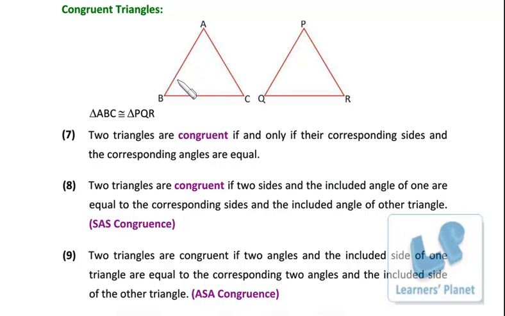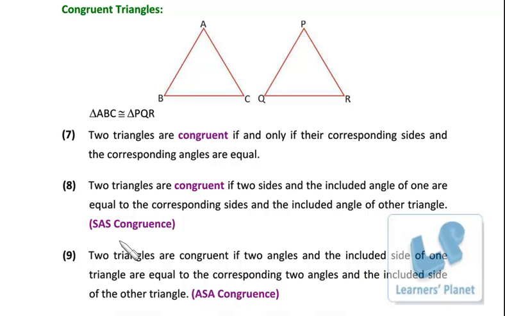Here we see triangle ABC and triangle PQR. If we place triangle PQR over triangle ABC, we will not be able to see any part of triangle ABC, right? So these two triangles are known to be congruent. Or in other words, if two triangles are congruent, then they can be superimposed on each other, right? Now how do we know whether two triangles are congruent to each other or not?